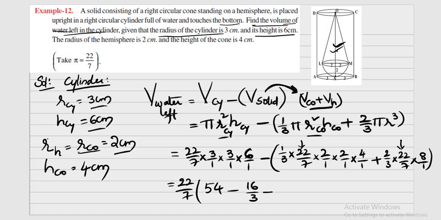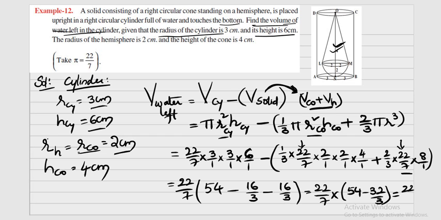Again minus only, no. Here also I have taken 22/7 common. So 2 8s are 16/3. So 16/3, 16/3, this becomes 22/7 into 16 16s are 32. So this gives me 54 minus 32/3. Now what is the value of 54 3s? 3 50s are 150, so 162. 162 minus 32 is nothing but 130.